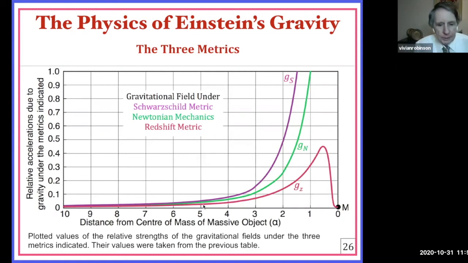The Schwarzschild and Newtonian equations result in gravity extending to infinity. Schwarzschild metrics get there at r equals alpha, and Newtonian mechanics gets there at r equals 0. The acceleration due to gravity associated with a redshift metric increases to a maximum at 0.5 alpha, and then diminishes to 0 at the center of mass. To quote one mathematician, that is what the mathematics tells us, so it must be right. But that is not the way things work.